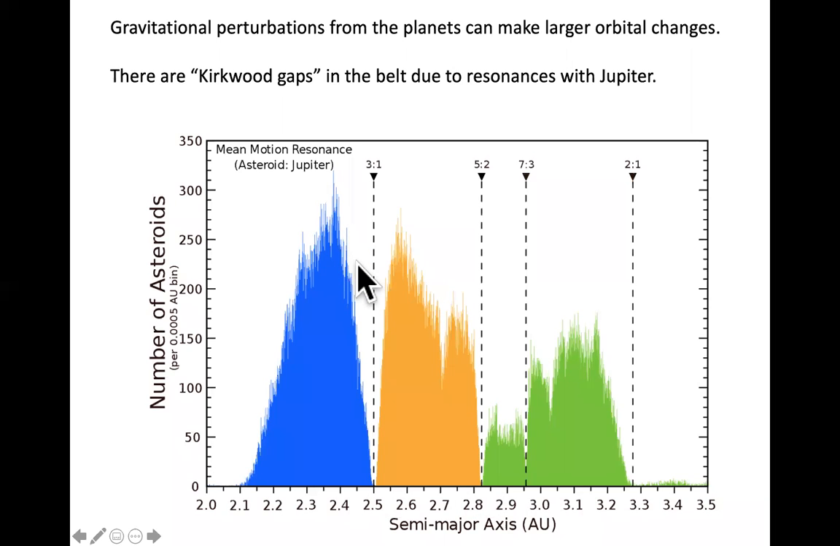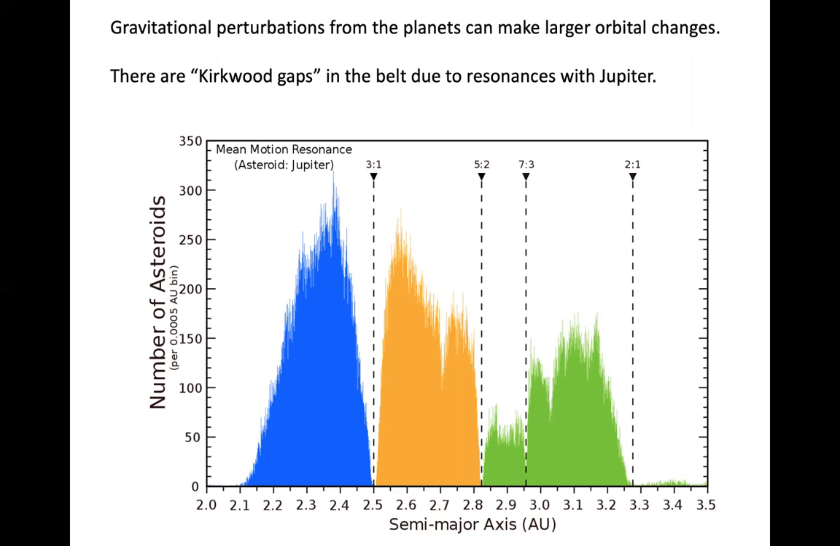Those locations are caused by mean motion resonances with mostly Jupiter, but also other planets. This distance, we're in the 3-to-1 resonance. So the asteroid would be going around the sun 3 times every 1 time Jupiter goes around. Here the ratio is 5-to-2, there's something happening at 7-to-3, and here's 2-to-1. As we talked about in the previous presentation, resonances can perturb orbits.